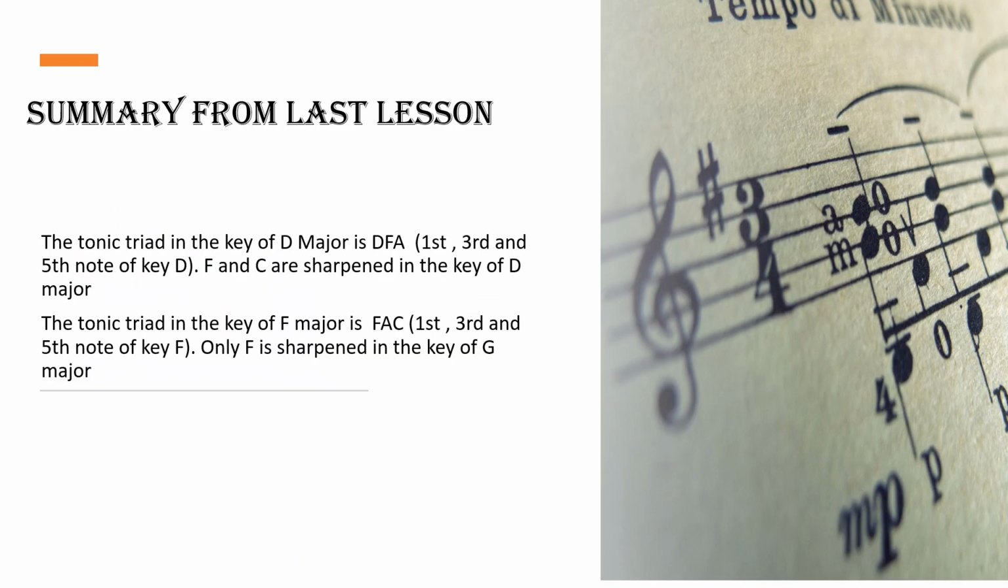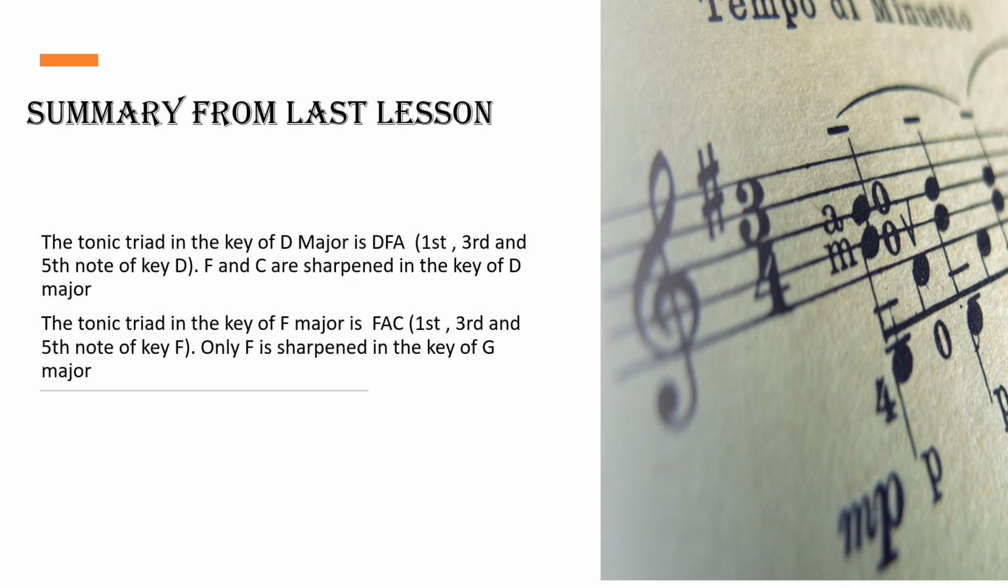Just before we move ahead to today's lesson, we have to do a quick recap from last lesson, in which we learned the tonic triad in the key of D major using the first, third, and fifth notes of the key of D. We have D, which is our root and tonic, F, which is the third from D, and A, which is the fifth from D, giving us our triad. And we could see that F and C are sharpened in the key of D major.